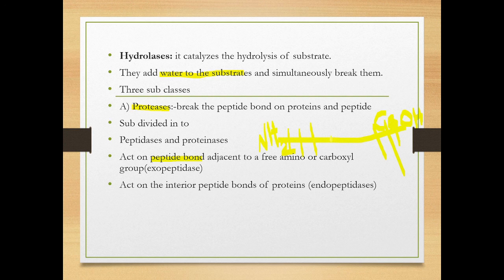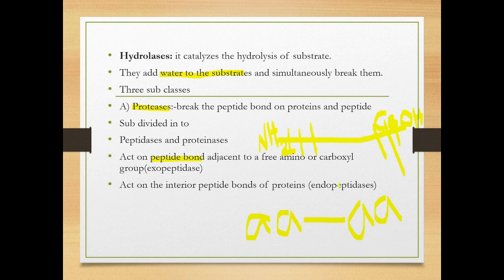Some of them act on the interior. As it cuts in and reaches the inside, this becomes a dipeptide. A dipeptide means two amino acids joined together, like this: one amino acid, this is another amino acid, and there's a bond here. Okay, so this is called a dipeptide. This is the peptide bond, and this is two amino acids.